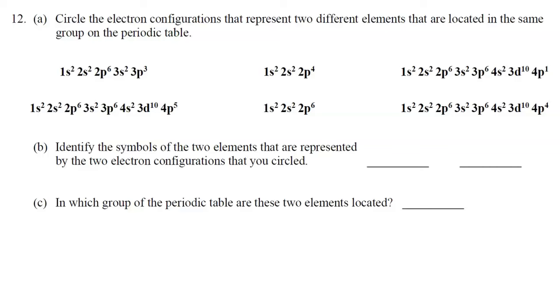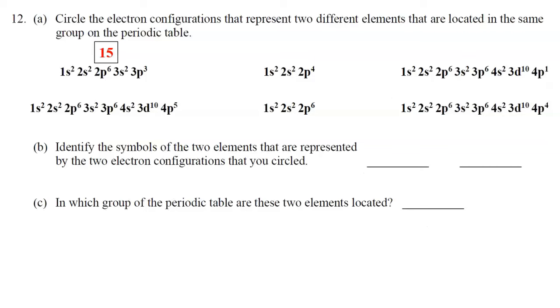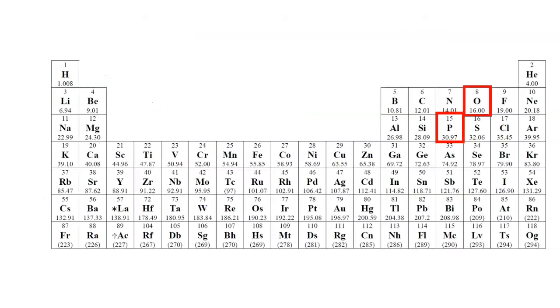We'll count up the total number of electrons for each of these 6 electron configurations, and that total number of electrons also will represent the atomic number of that element. So starting with our first electron configuration, the total number of electrons is 15. So that would correspond to the element phosphorus. Our next electron configuration has a total of 8 electrons, and that would correspond to the element oxygen.